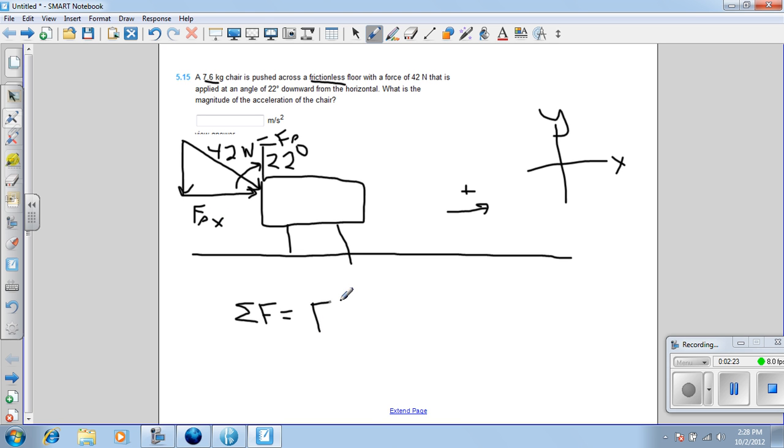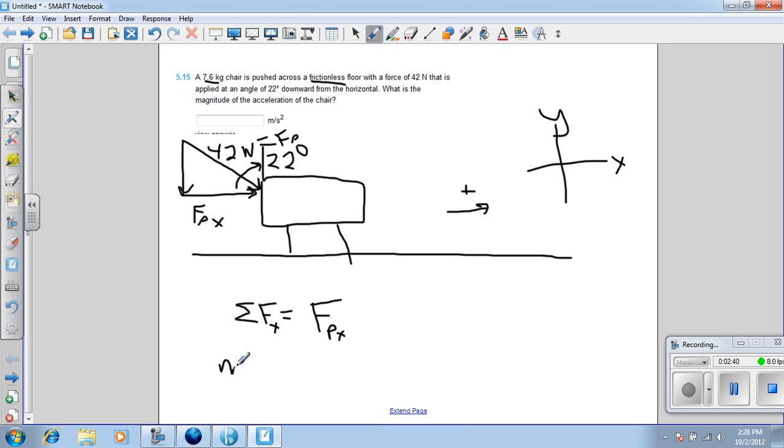Fpx. Okay? And there's no one else horizontally moving. This is a downward force vertically, so it doesn't even belong in the equation here, because we're just doing the net force exclusively in the x direction.